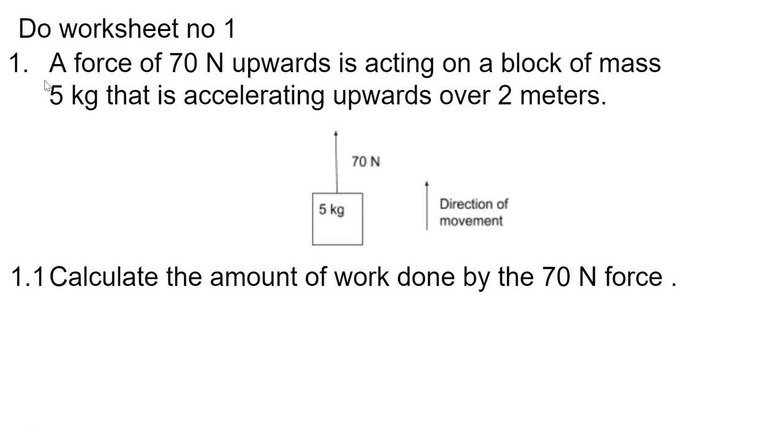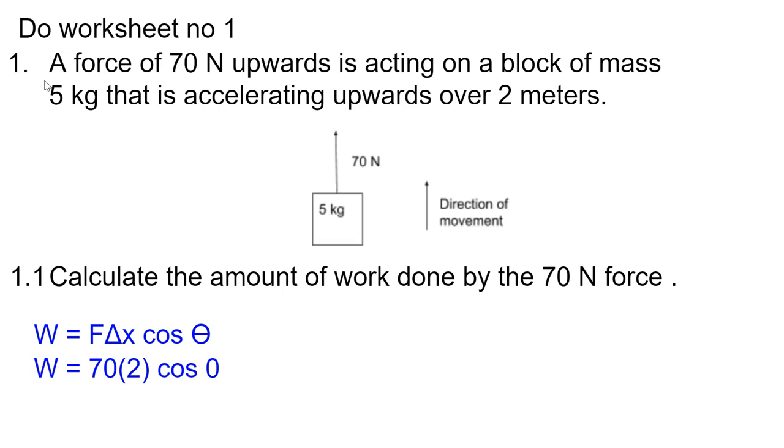Let's look at our first example. A force of 70 Newton upwards is acting on a block of mass 5 kg that is accelerating upwards over 2 meters. Calculate the amount of work done by the 70 Newton force. I first write down my equation. I fill in the values for my force, the distance over which this object moved, and the angle between the direction it moved and the force, which is 0. And then I get my answer as 140 joules.